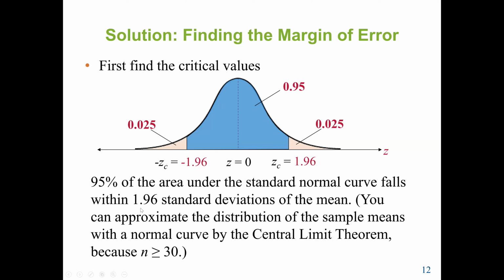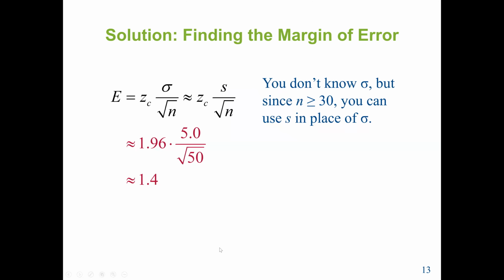Since 95% of the area under the standard normal curve falls within 1.96 standard deviations of the mean, you can approximate the distribution of the sample means with a normal curve by the central limit theorem. Why? Because the sample size is greater than or equal to 30. This condition is true, so that's why we say this question is about a large sample. In our next section, we're going to talk about when the sample size is very small.